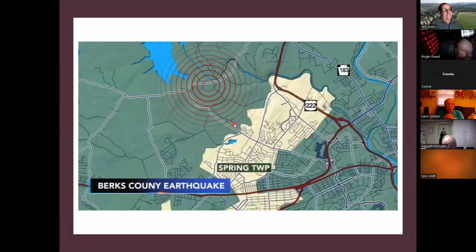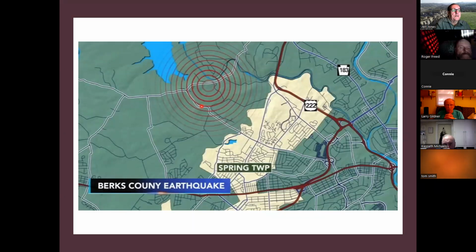Berks County, okay, Sinking Springs area. This is the northern part of the Lancaster seismic belt. And again, the Reading and Sinking Springs area, the state park with the big lake is right there, basically. Sinking Springs has had its number of small earthquakes.